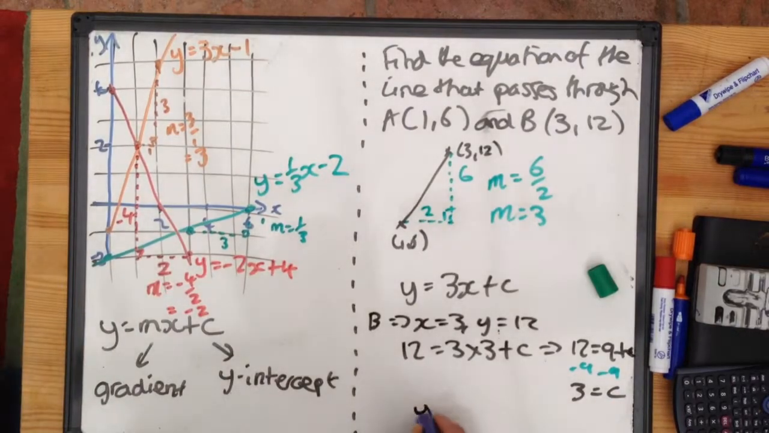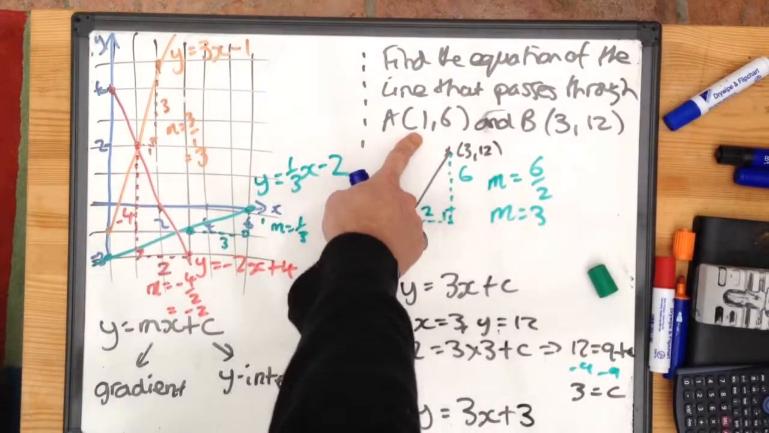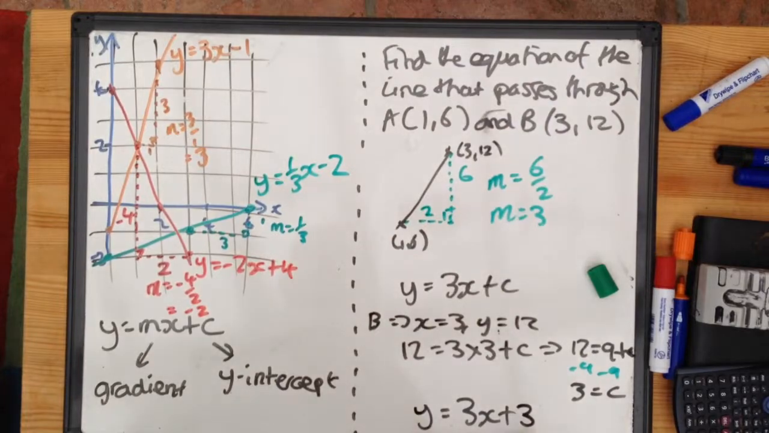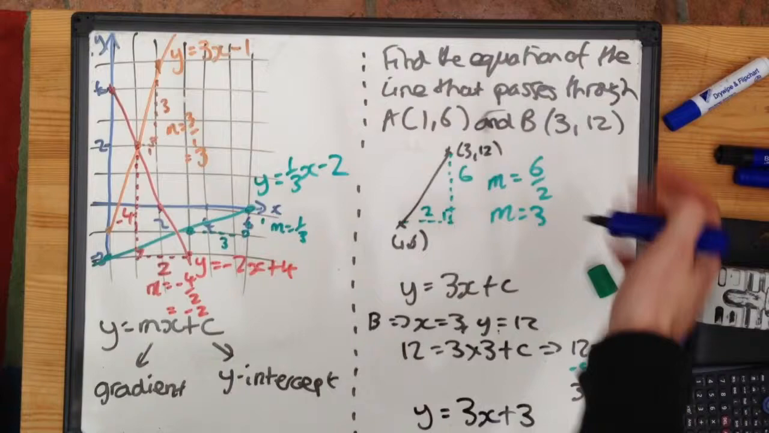So therefore the equation of my line is y is equal to 3x plus 3. Check it by looking at the other coordinates. So the y value is 3x plus 3. Okay, if the x value is 1, 3 times 1 is 3, add 3 is 6, so it works.